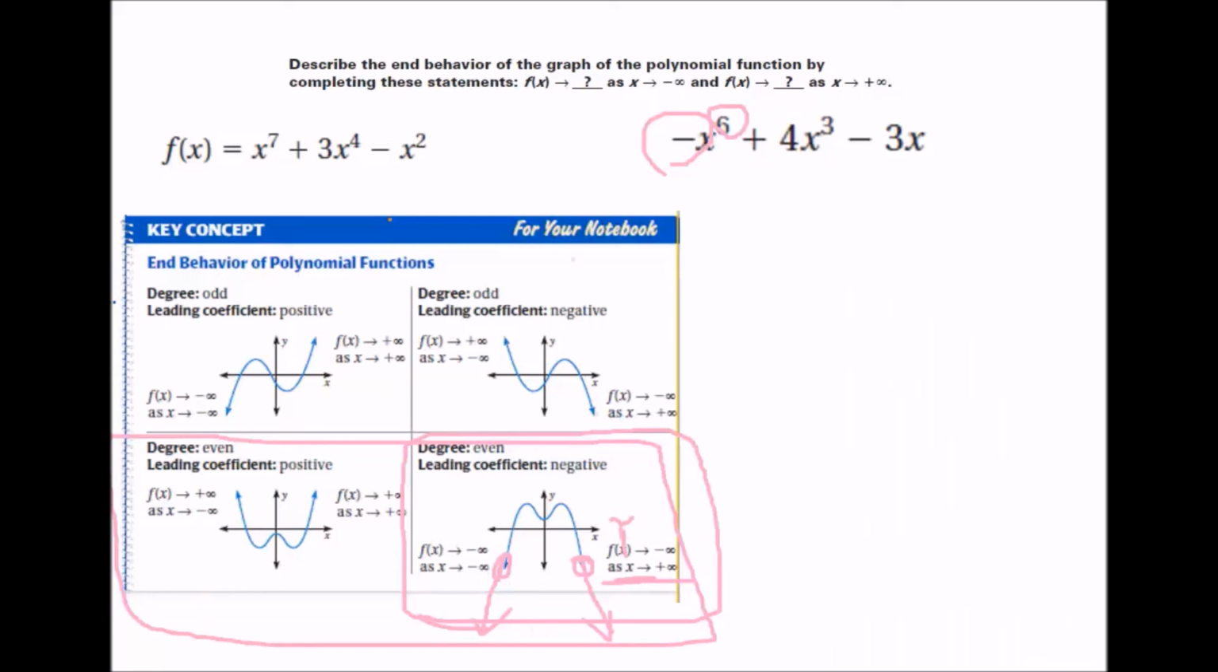I would really suggest writing this table down in your notes.